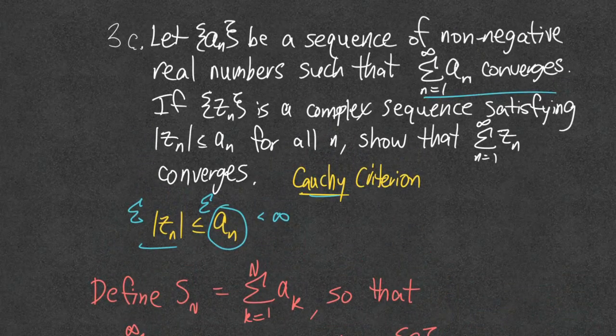So what we did is we essentially wrote what it means to converge using the Cauchy criterion. And now we're going to suppose that z sub n is a complex sequence satisfying this inequality. We're going to show as a result that this converges. And again, let's just use the Cauchy criterion. So what does the Cauchy criterion say? Well, we're going to take some partial sums that we're going to define. We're going to show that z sub n minus z sub m is less than epsilon. Okay, so let's actually start the proof now.